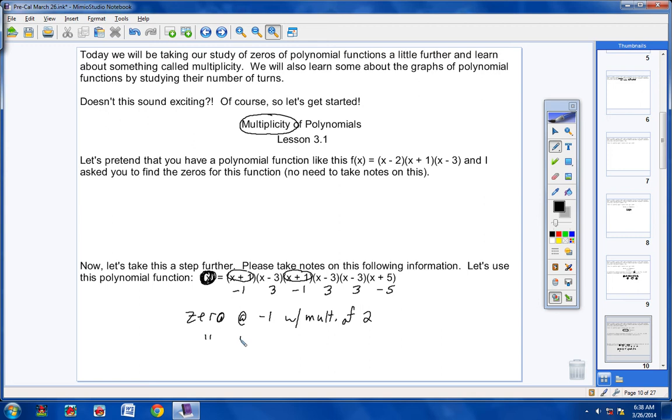A 0 at 3 with multiplicity of 3, right? Because there were 3 groups. If you'll look, guys, there were 3 groups that gave us out +3. 1, 2, 3. So one of your zeros is at 3 with a multiplicity of 3. And then of course your last zero you have a 0 at -5 with a multiplicity of, well, obviously just 1, because there's only one group that gave you out a -5.